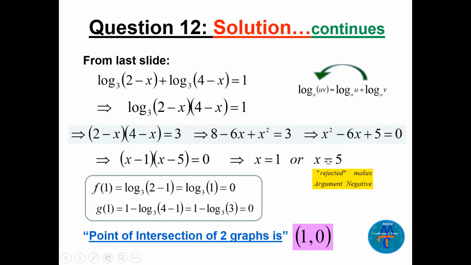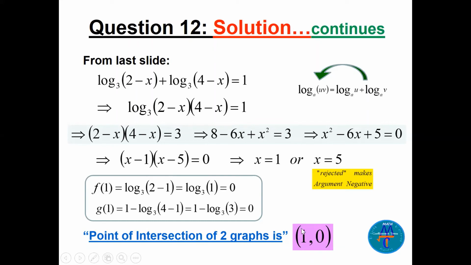Both are positive. But as I mentioned before, many times you have to check each solution in the logarithmic equations. 5 will be rejected because 4 minus 5 here makes it negative, 2 minus 5 makes it negative, and then the only solution is x equals 1. So the point of intersection, 1 and 0.